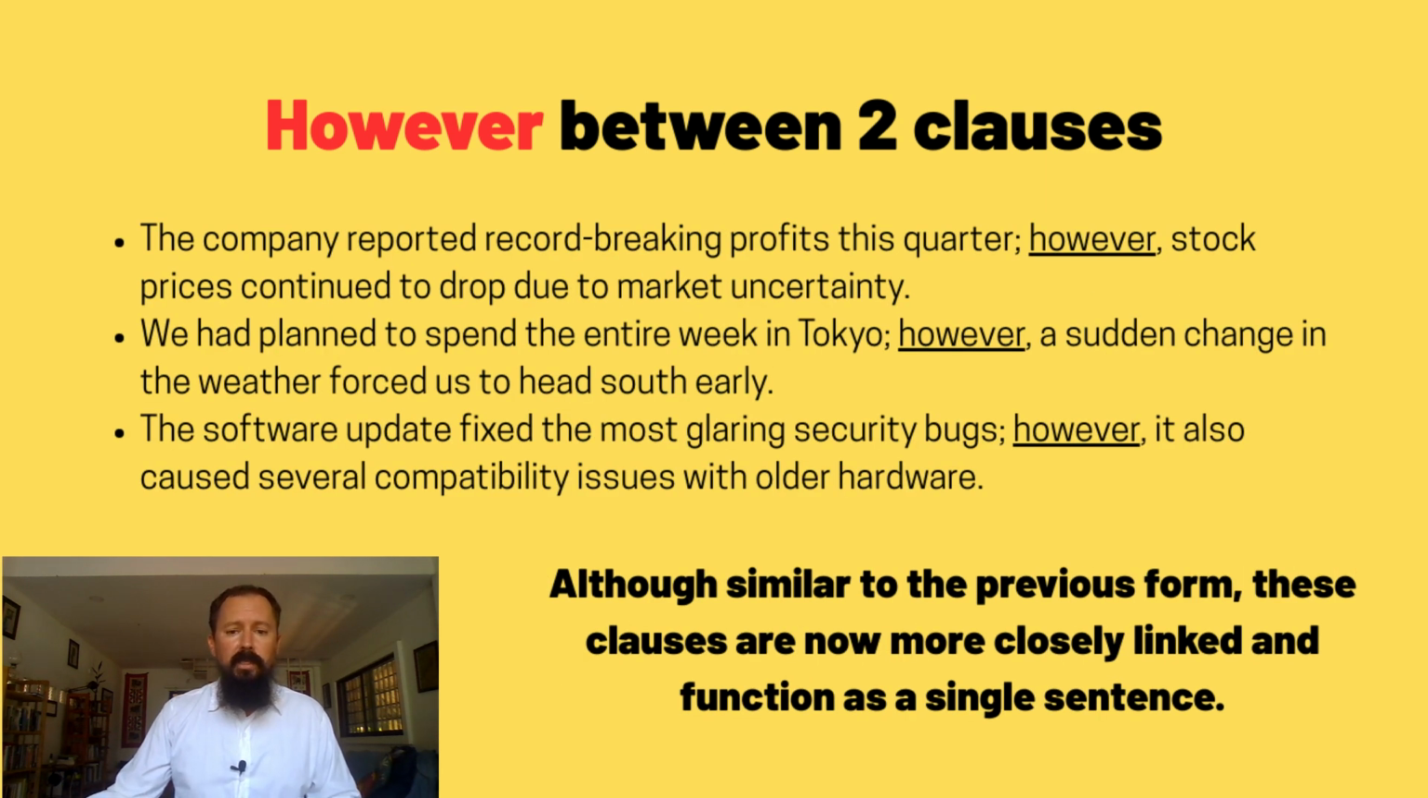We can see some more examples here. So you can see that the clauses don't need to be incredibly short, but these are shorter than the previous set of examples. Basically, the meaning for these sentences or these clauses are really closely linked. So when we say the company reported record-breaking profits this quarter and stock prices continued to drop due to market uncertainty, the reader immediately gets the connection. There's no major thinking involved here. Because they're closely linked, we can just use a semicolon and however.